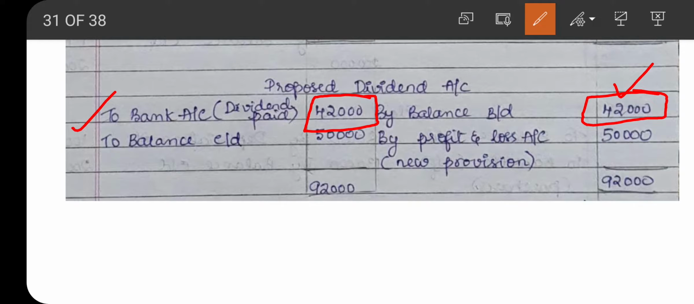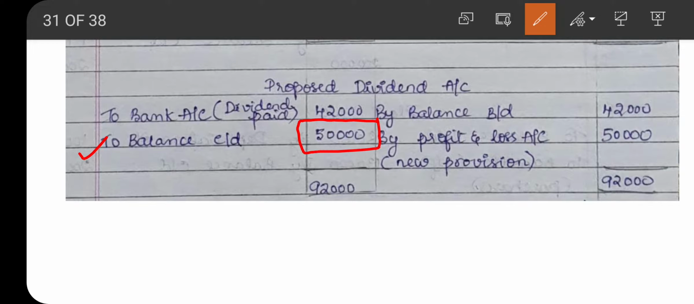They have just given the proposed dividend account, whatever the opening balance is there will be treated as dividend paid, and then we are writing the closing balance, to balance carried down 50,000. And whatever the balancing figure is there, that is 50,000, that is considered as by profit and loss account, new provision. This will be the new provision. So the total will be 92,000.